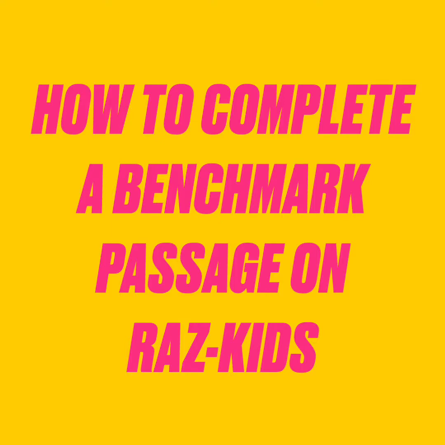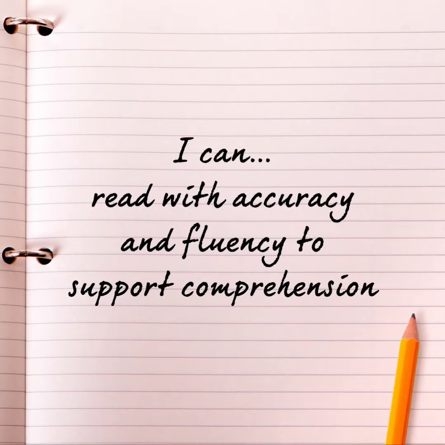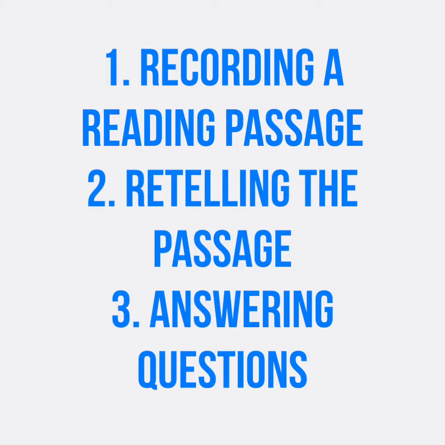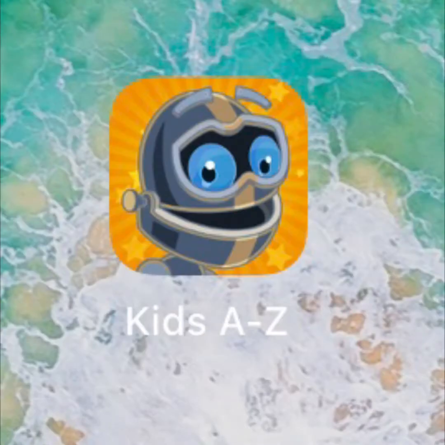Today I'm going to tell you step by step how to complete a benchmark passage on RAZ Kids. Your objective for this assignment is to be able to read with accuracy and fluency in order to support your comprehension. In order to meet your learning goals, you will start by recording yourself reading a passage. You will then retell what happened through the passage, and you will end by answering a couple comprehension questions about your reading. You will first get started by clicking on the robot app on your iPad.